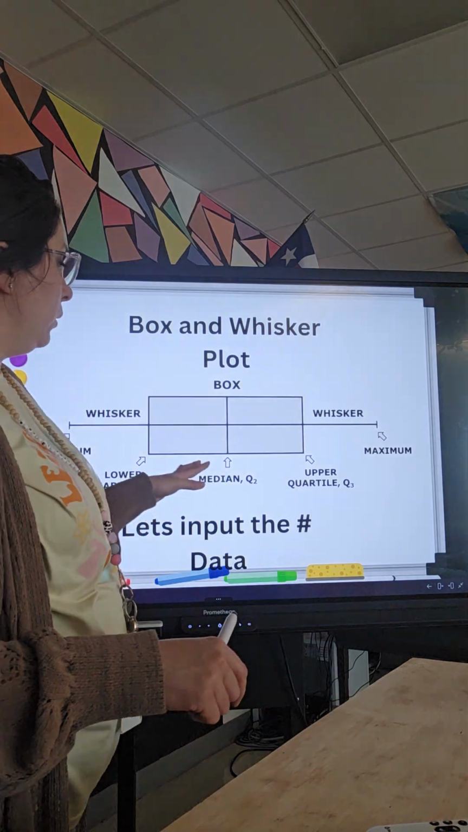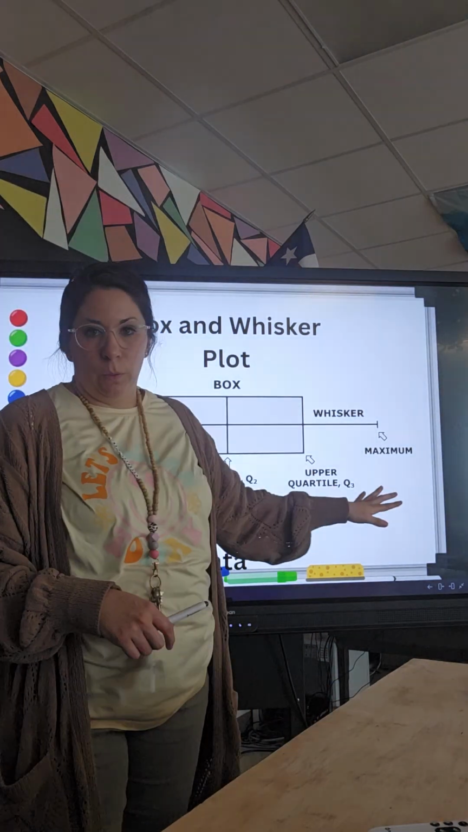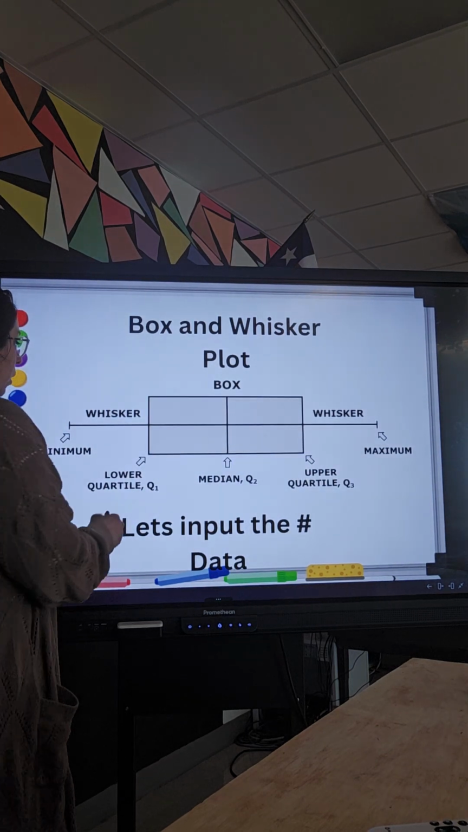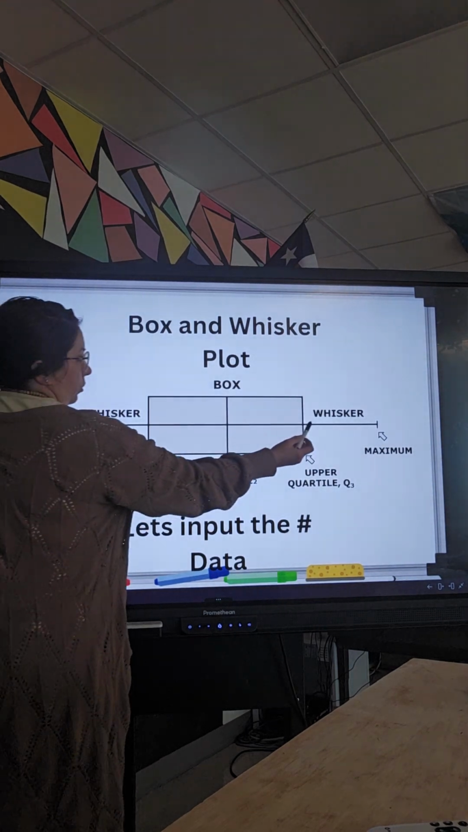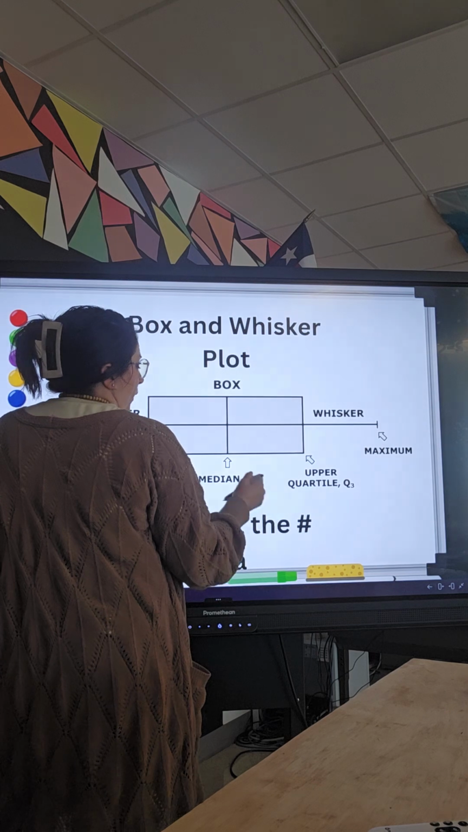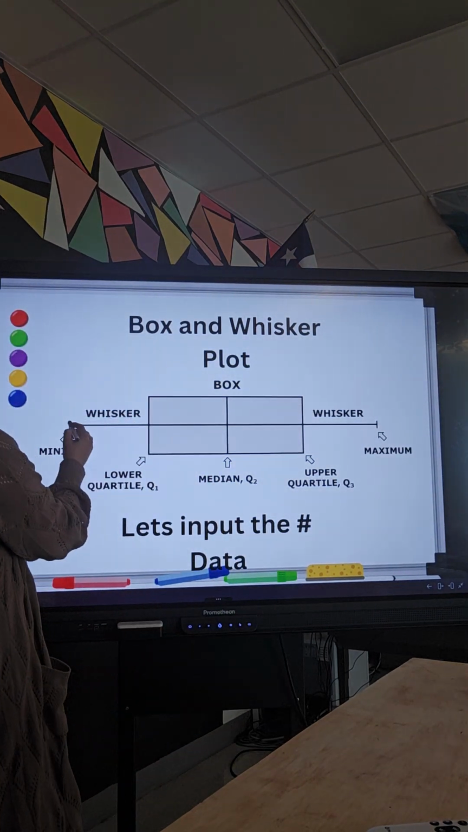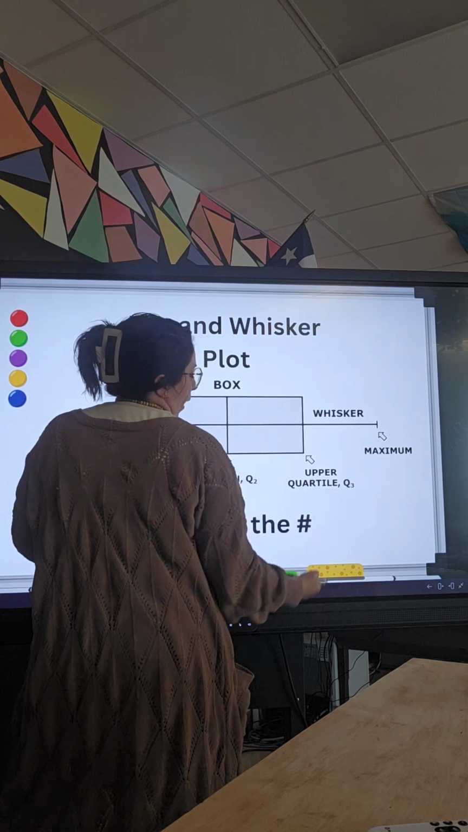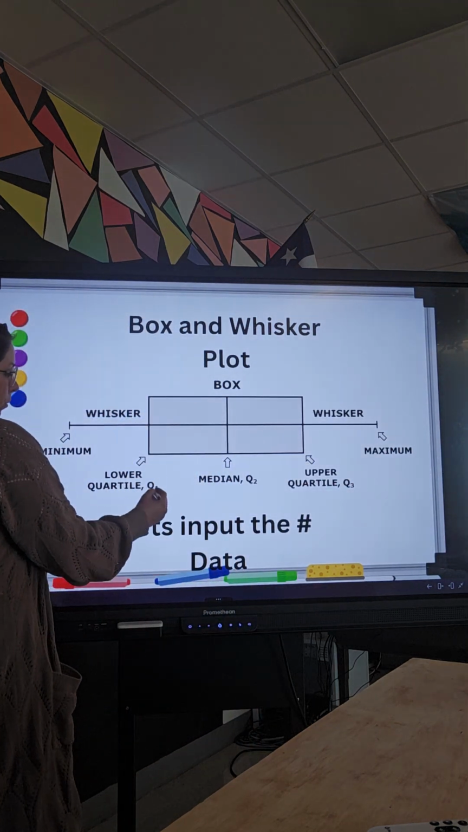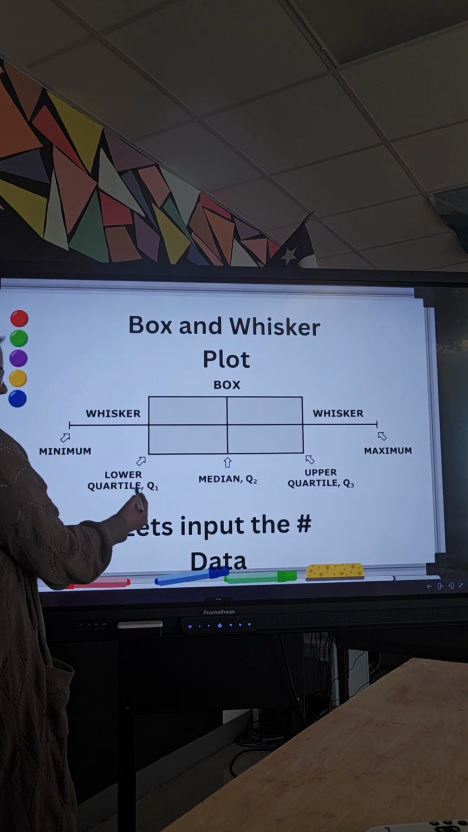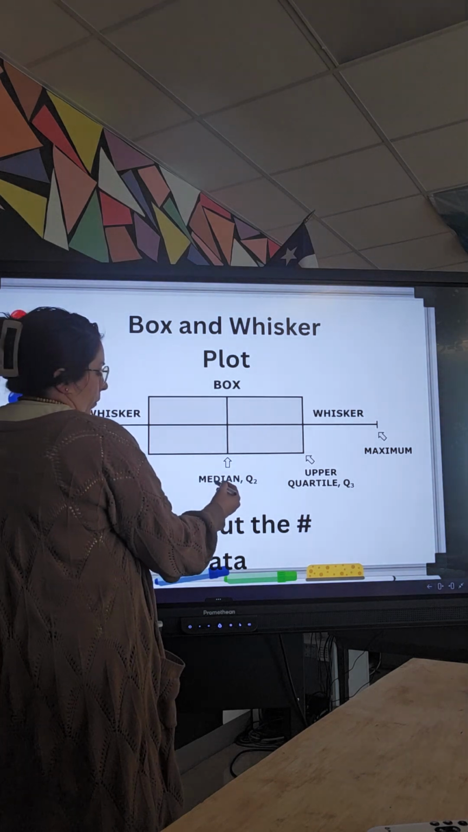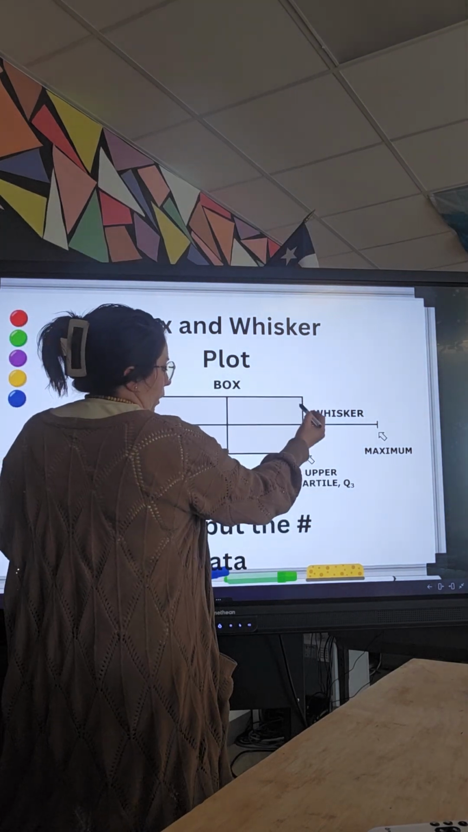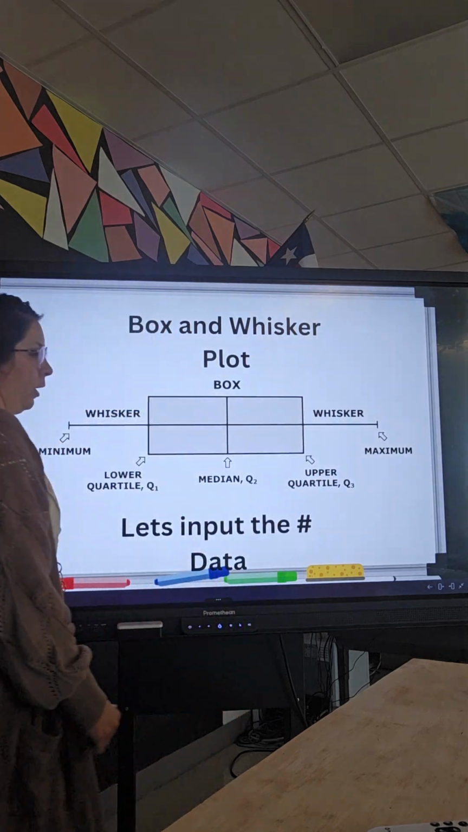When you're using a box and whisker plot, again, this is what it's going to look like. So we have our box. We have our whiskers, which are these, and that's going to be our bar that goes to our minimum, and our whisker over here, which is our bar that goes to our max. And then right here is where we put our information for our lower quartile, our median, which is our middle, and then an upper quartile, which is this data right here.